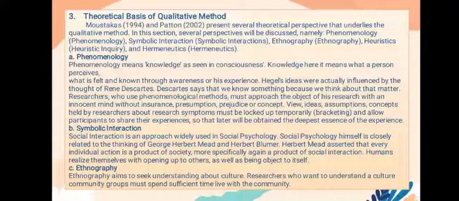Second, symbolic interaction. Symbolic interaction is an approach widely used in social psychology. Social psychology itself is closely related to the thinking of George Herbert Mead and Herbert Blumer. And the third, ethnography. Ethnography aims to seek understanding about culture. Researchers who want to understand the culture of community groups must spend sufficient time living with the community.